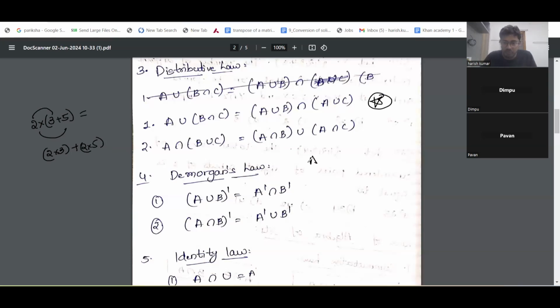So what will be the logic? A union B intersection C is A union B, intersection A union C. If it is the other way around, that is A intersection B union C, it will be A intersection B union A intersection C. Did you understand the distributive law? Yes, sir. Okay.